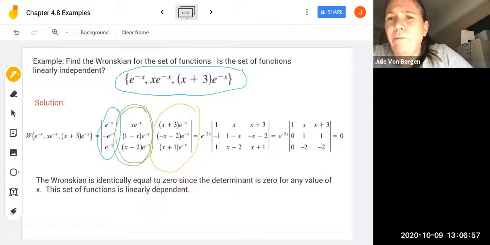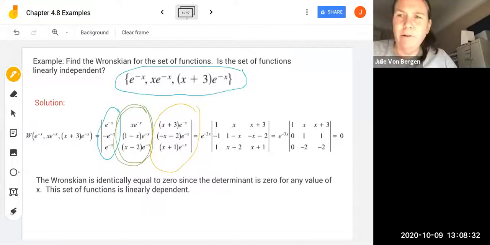And so when we're calculating the Wronskian, you might notice each one of these has e to the x in it. So we factor out here e to the negative 3x. And we do that because of the exponent property when you are factoring out of determinants.